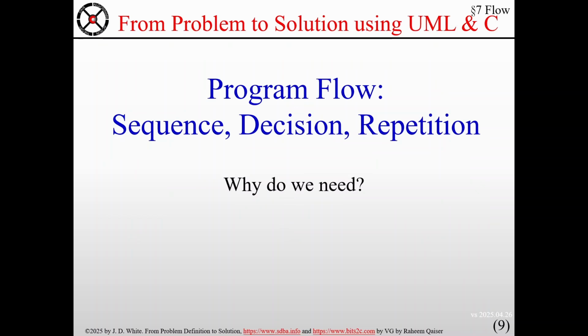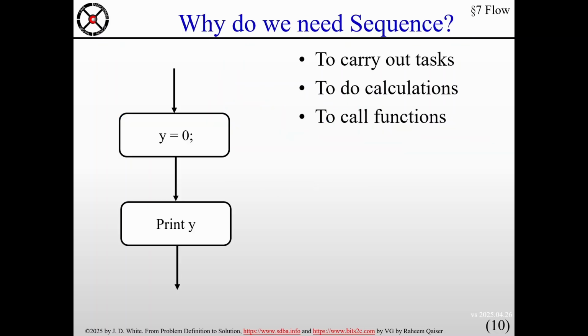All right, why do we need these? Why do we need decision, sequence, and repetition? First of all, sequence: we carry out tasks. We do calculations. We call functions. For example, y equals 0, then print y. We're calling a function to print y. We're doing a calculation, making y equal to 0.